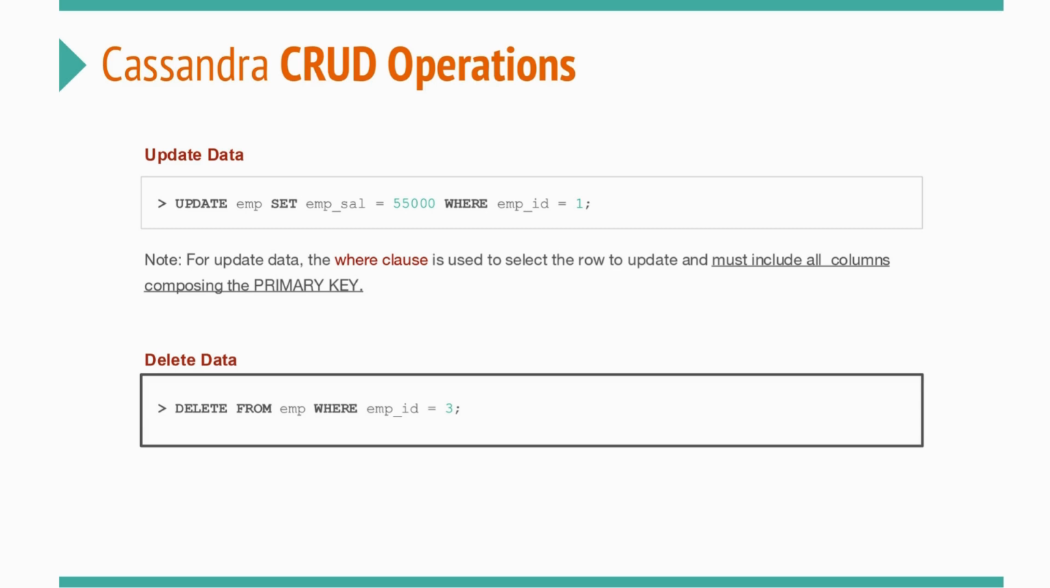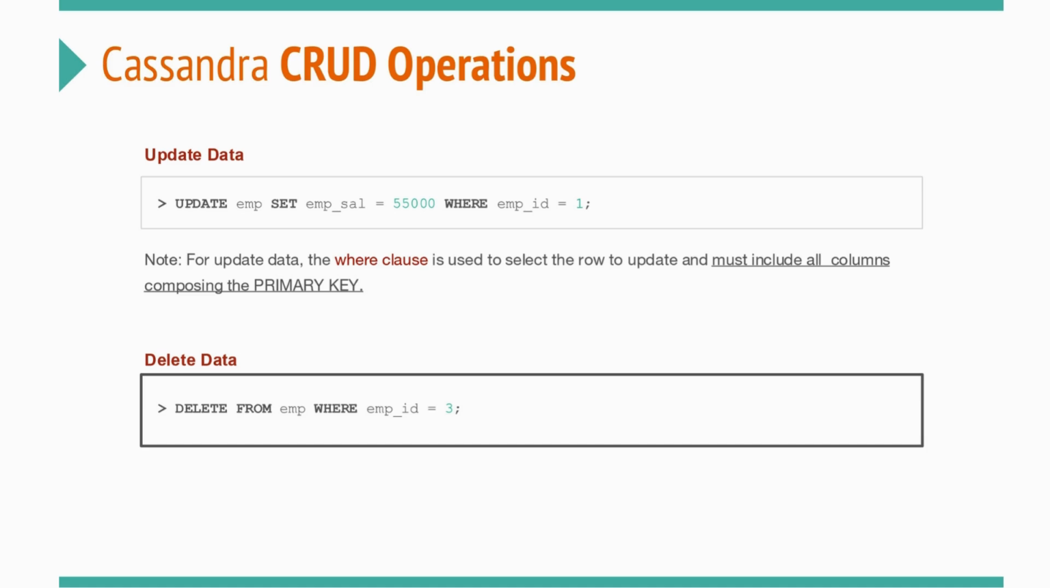To update data, we use the update command. The important thing to note here is that the where clause must specify the full primary key of the row you want to update. You can't do a broad update like update all employees in Bangkok. You must identify the exact row. Interestingly, in Cassandra, update and insert are almost the same operation internally. If you update a row that doesn't exist, Cassandra will create it. This is called an upsert.